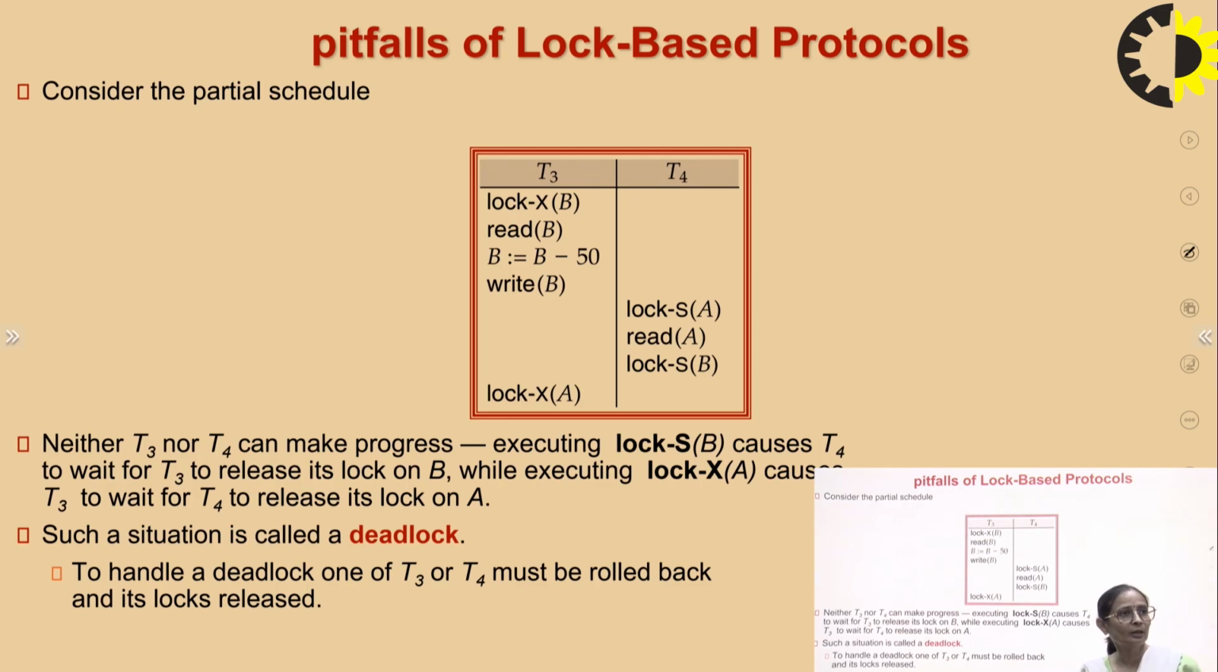So consider this particular schedule: neither T3 nor T4 can make progress. What is happening in this case? It has exclusive mode on A, and it wants the shared mode on B, but that has not been unlocked here, and it wants exclusive X on A. This is an example of a deadlock. So here we have a deadlock condition. To handle a deadlock, one of T3 or T4 must be rolled back and its locks released. How we handle the deadlock, we will see in later lectures.